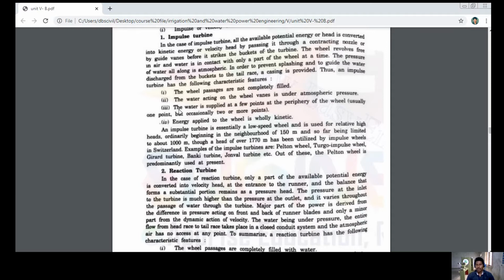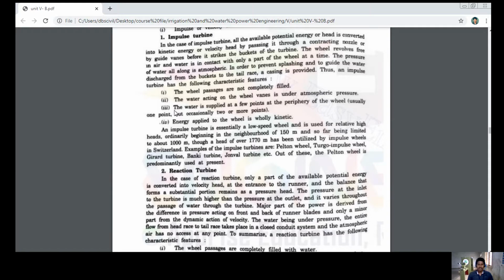In the case of an impulse turbine, all the available potential energy or head is converted into kinetic energy or velocity head by passing it through a contracting nozzle or guide vanes before it strikes the bucket of the turbine. The wheel revolves free in air and water is in contact with only a part of the wheel at a time. The pressure of water all along is atmospheric. In order to prevent splashing and to guide the water discharge from the buckets to the tail race, a casing is provided.